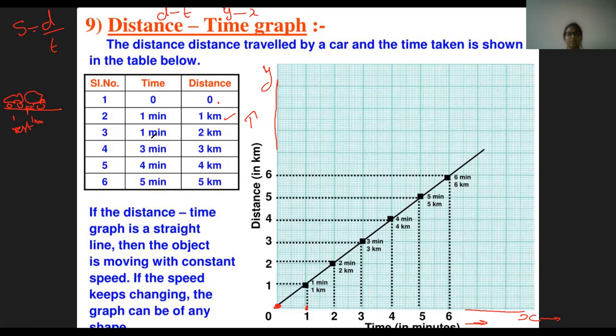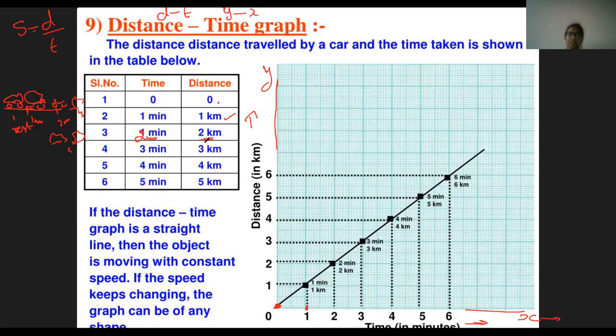Next, after another minute, the body is at 2 kilometers. Sorry, change it: after 2 minutes, the car comes to 2 kilometers distance. After 3 minutes, the body is here. At the 4th minute, the body is here. At the 5th minute, the body is here. That means at every minute the body is covering more distance. Let us draw the graph of it.